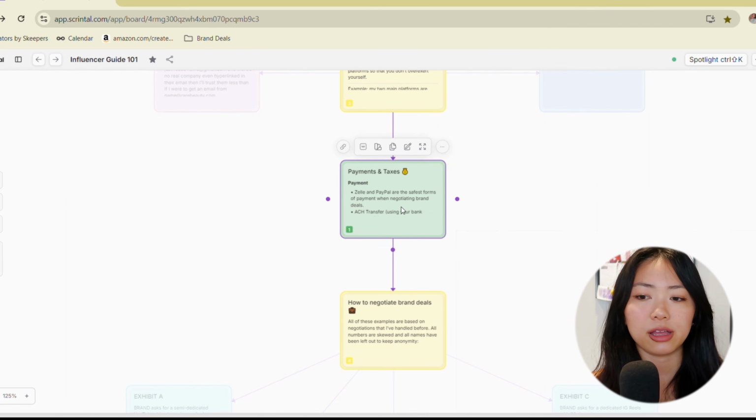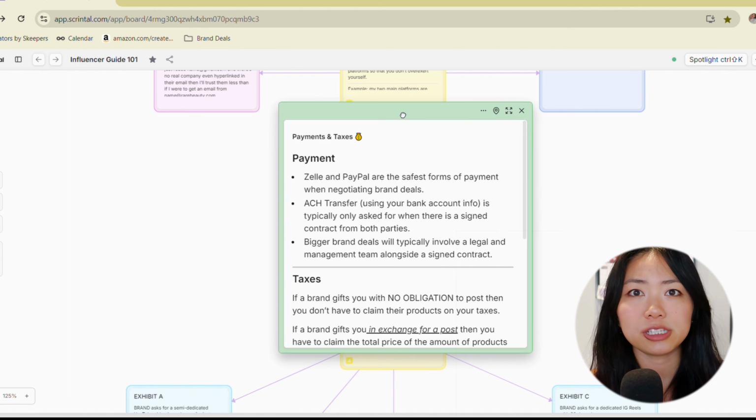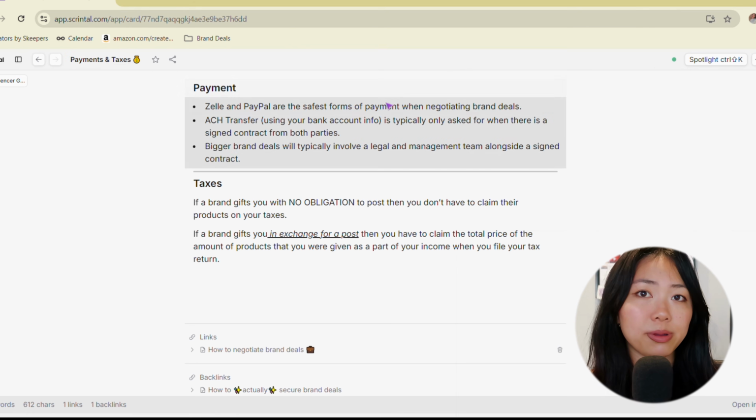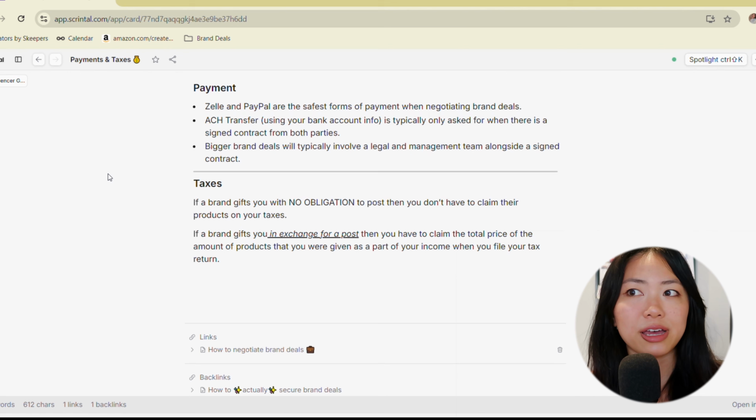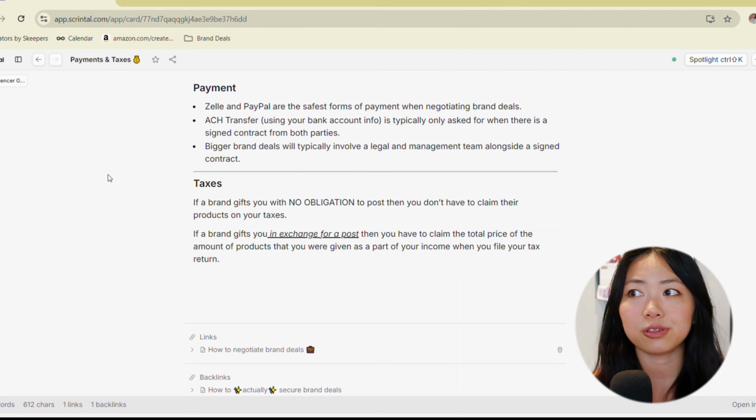Lastly, before we cover contract negotiation, we are going to discuss payment forms and taxes. Whenever I complete a brand deal, I always send the brand an invoice that has either my Zelle or PayPal account information. Your Zelle and PayPal username are the safest ways to handle any type of payment when you're working with a brand and completing brand deals.